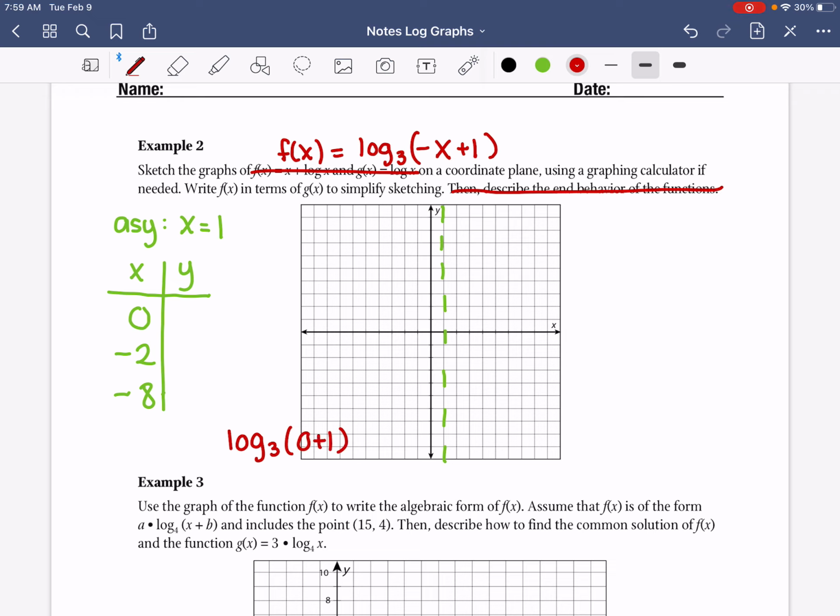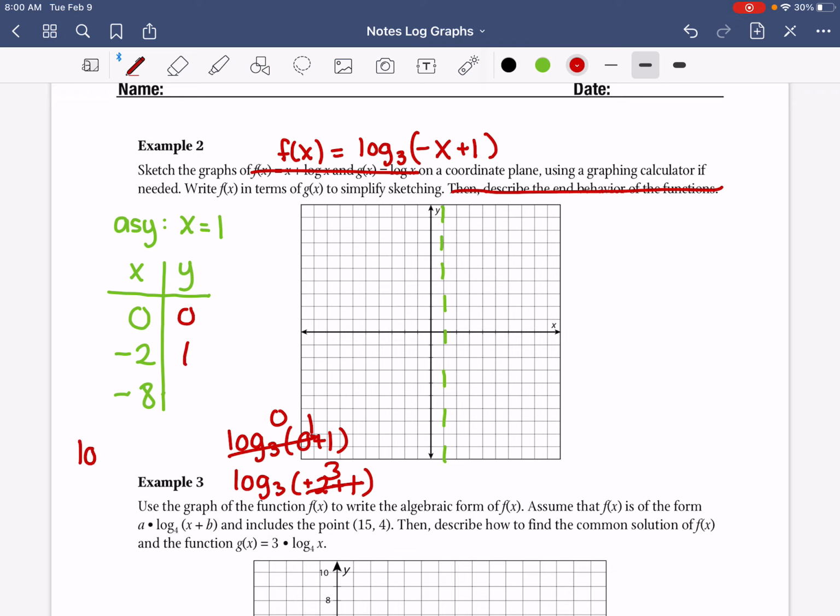So remember, 3 to what power is 1? Well, that's just 0. Anything to the power of 0 is 1. And then I'm going to plug in -2. So I have log base 3 of -2 plus 1. Well, I'm plugging in -2 to my -x, so that turns into a +2. So that's a 3. 3 to what power is 3? Well, that answer is 1.